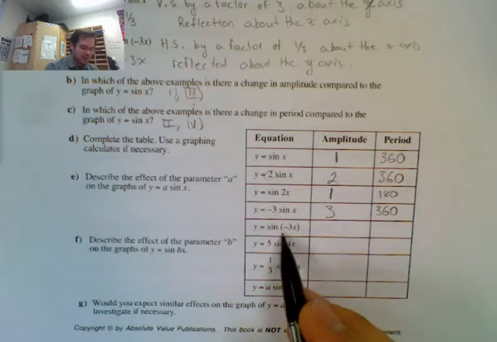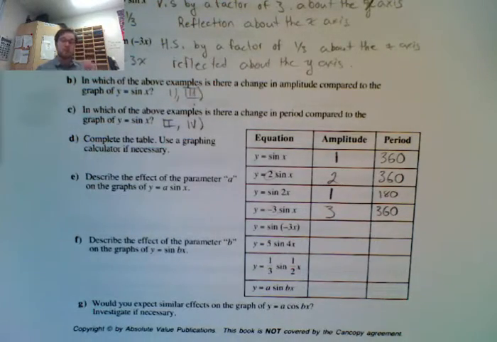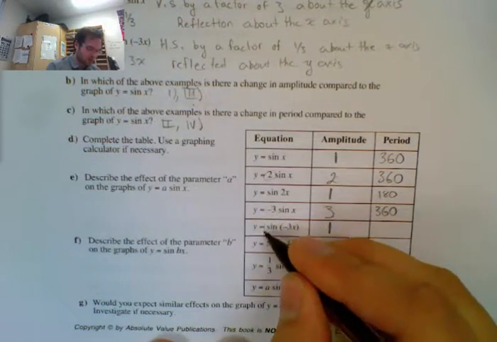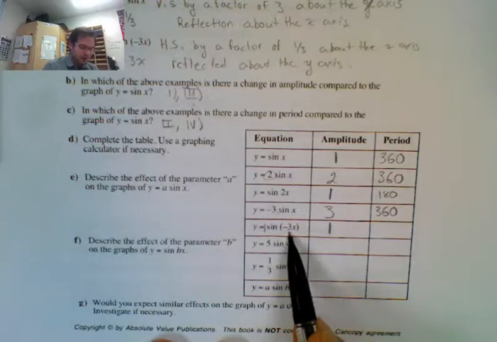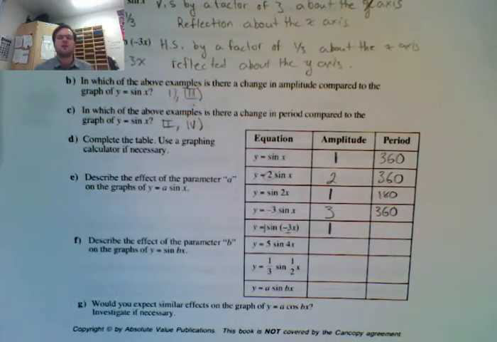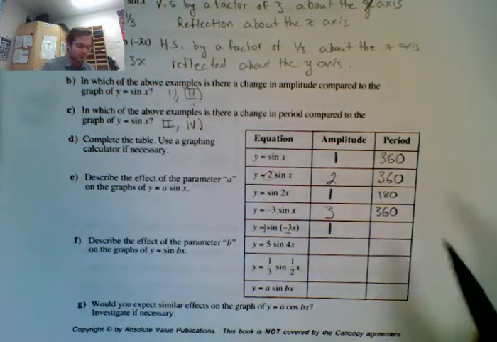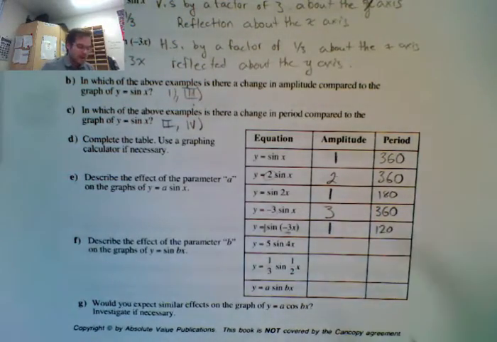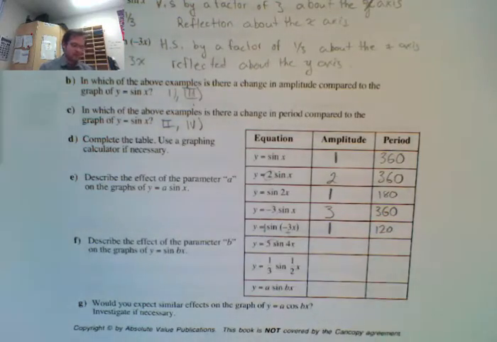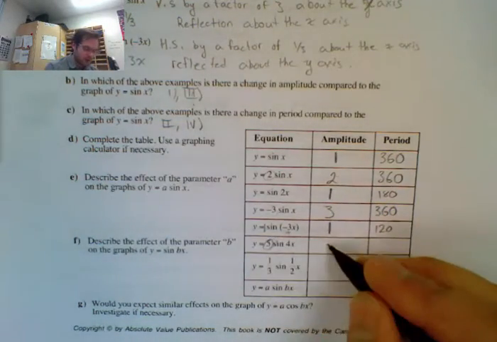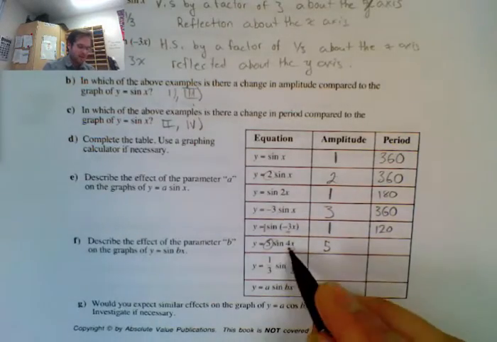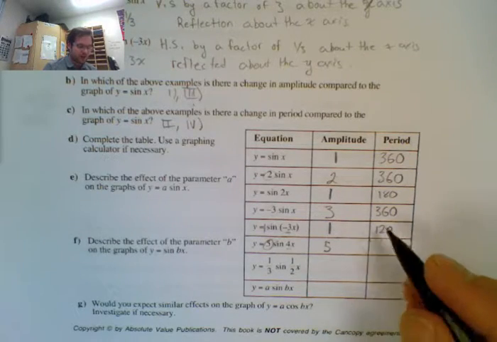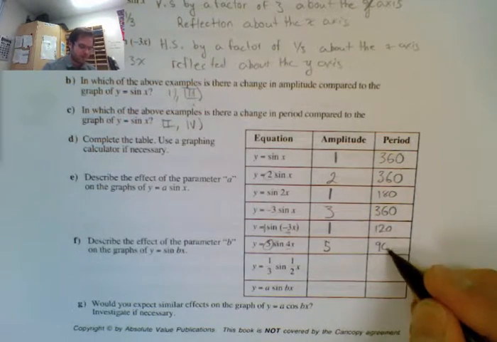Now I put sin -3x. Well, my amplitude isn't changing because there's still a 1 in front, but my period now is 1/3. We are multiplying by a factor of 1/3. So I multiply my period by 1/3, that's going to give me 120. Now here we have a 5 in front, so this we find out is always my amplitude, and we have 4x there. So that's going to be 360 divided by 4, or 360 times 1/4, which is going to give me 90.